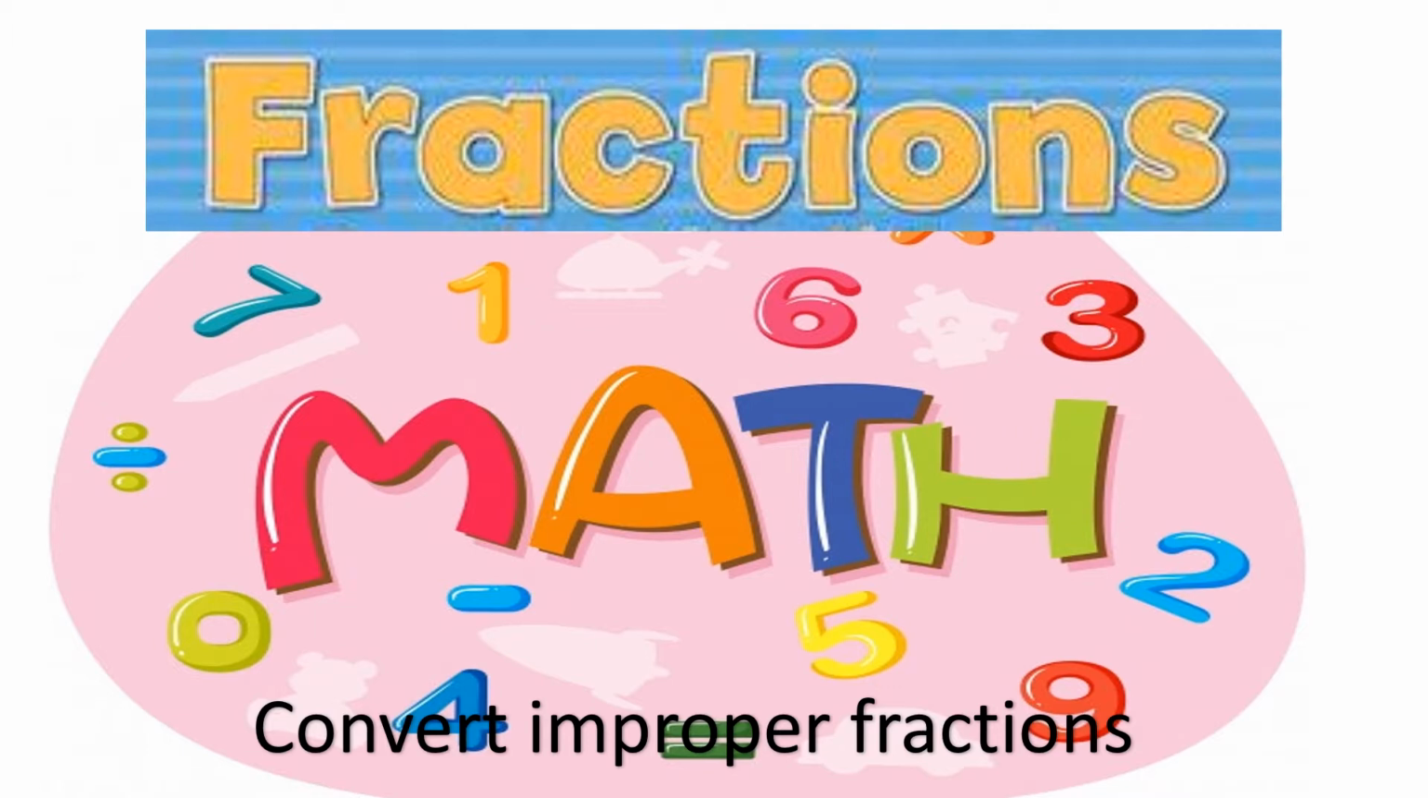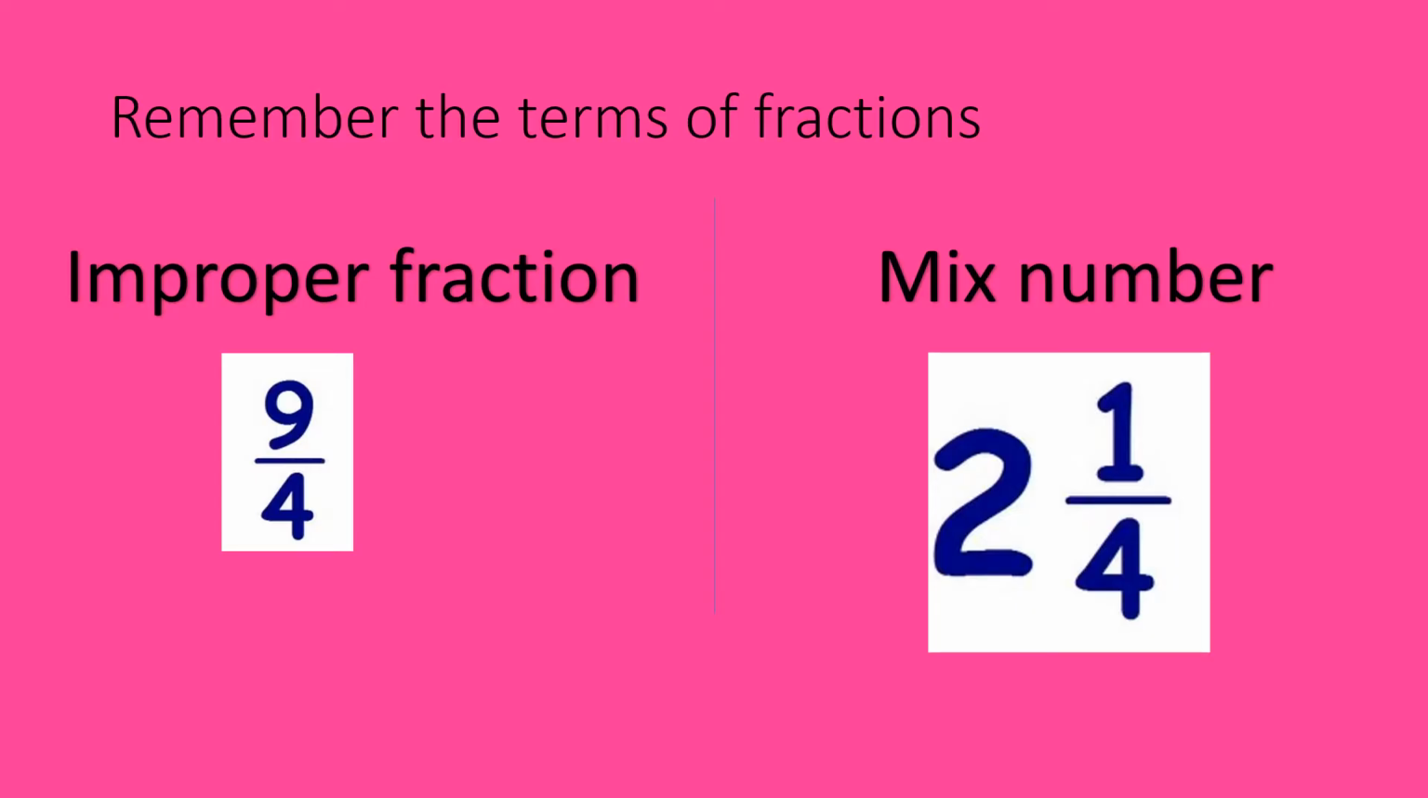Number fraction. You have to remember the terms of fractions. Improper fraction is when your numerator is bigger than your denominator. Now look at the mixed number. Here we have 2, 1/4. 2 is the whole number. 1 is the numerator and 4 is the denominator. So mixed number, you have all 3 of them.